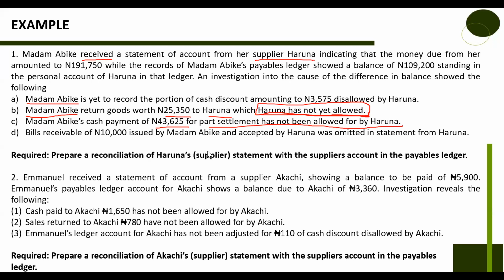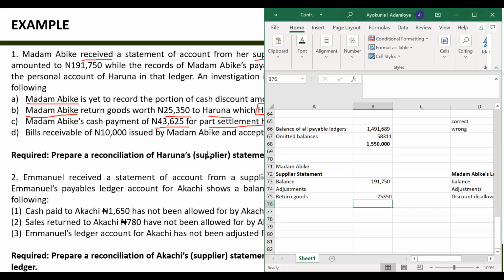Are we removing from it, or are we adding to it? Are we owing Aruna more money? We are removing, because we paid him 43,625, and it did not include it. We'll tell him, okay, take your statement and go and affect that one. This is what we call cash payment. Now let's look at the last part.